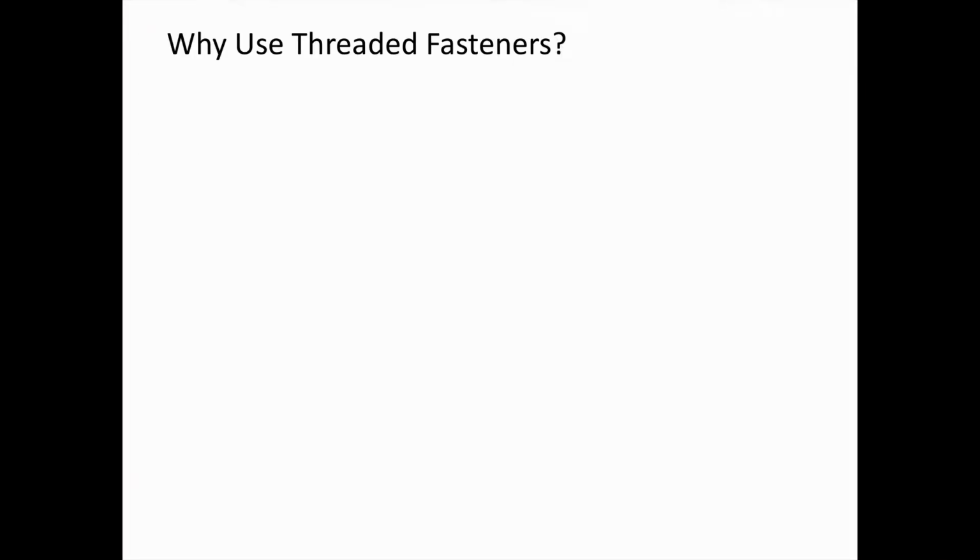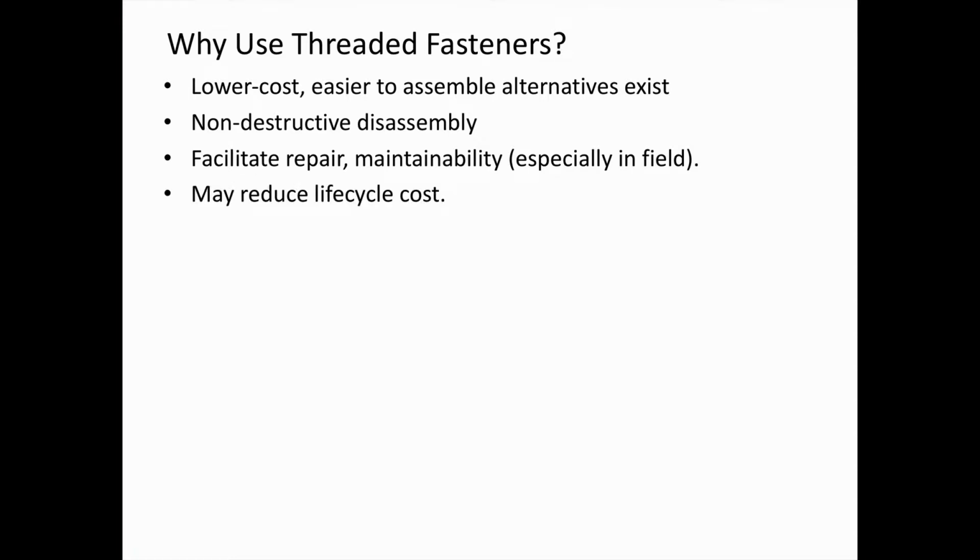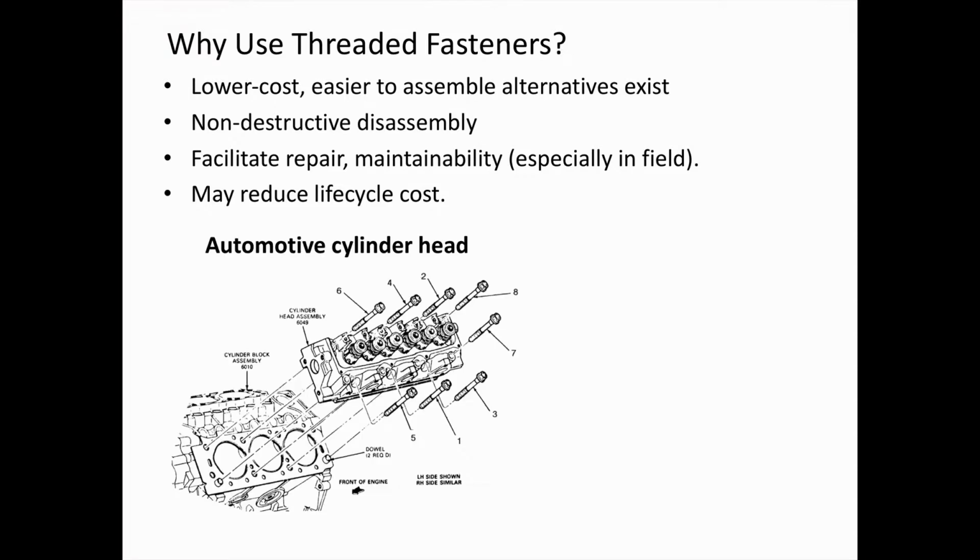So if there are all these options beyond threaded fasteners, why would we consider using them? There are lower cost, easier to assemble alternatives. One of the main reasons is if we're interested in non-destructive disassembly. This makes it easier to repair systems, especially if repair needs to be done away from a manufacturing facility. Using threaded fasteners could also help reduce life cycle cost if it enables easy maintenance.